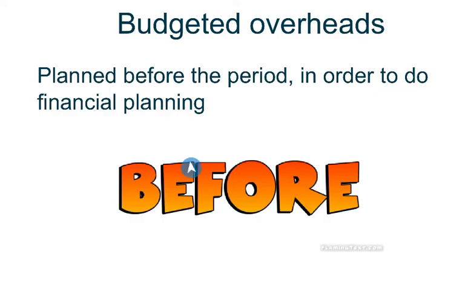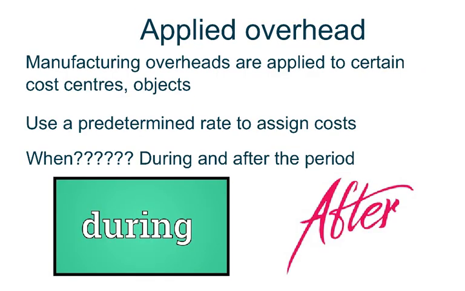So now the business will budget, or they will draw up a budget on the overheads that they expect to have. The next one is applied overheads. Manufacturing overheads are then applied to certain cost centers or objects. Remember the supervisor's salary. He oversees all the products in the factory or in the manufacturing process. So his salary should now be linked to all the products. A certain part of his salary will go towards product A, a certain part of his salary can go towards product B. So this is how we will decide on how to apply the overheads.